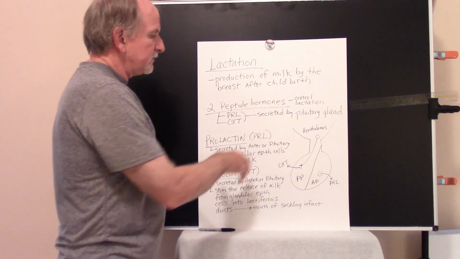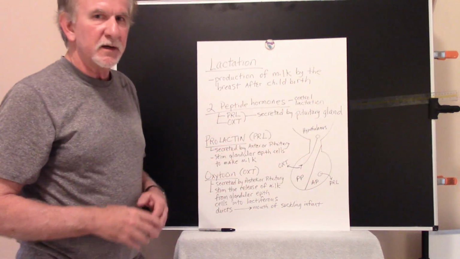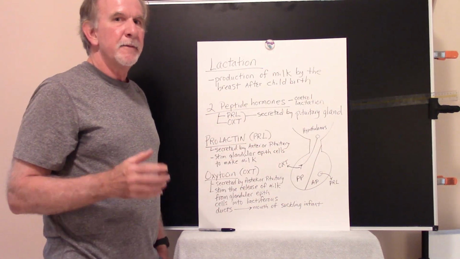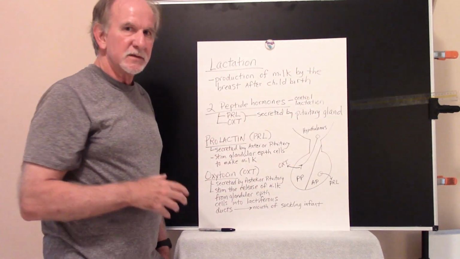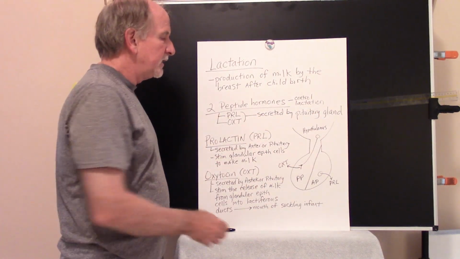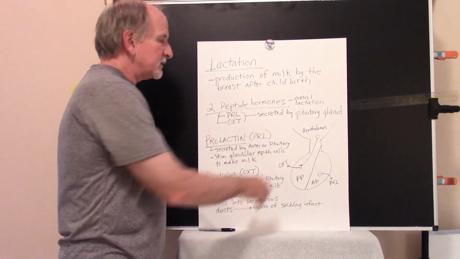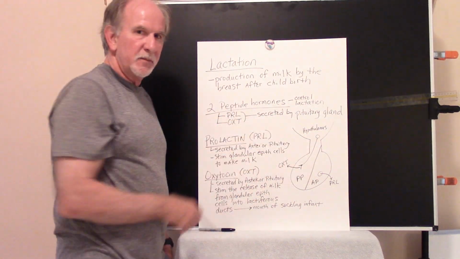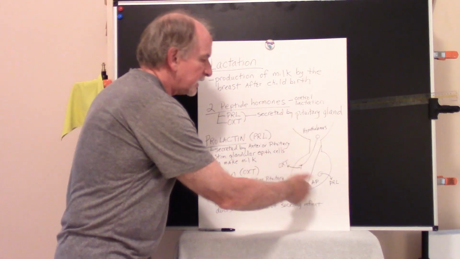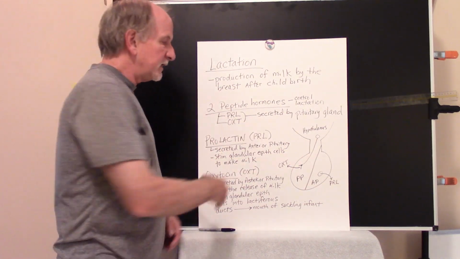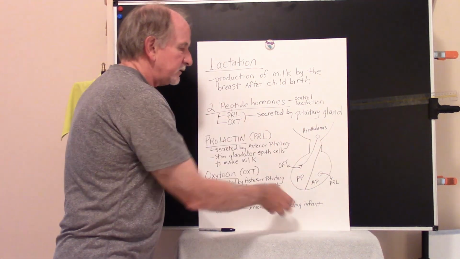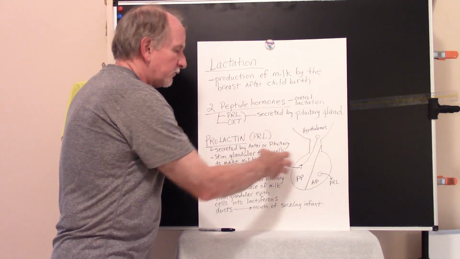So let me just show you a picture of the pituitary gland, one that we looked at in a previous lecture. This would be the hypothalamus of the diencephalon of the brain. And extending from the hypothalamus is the pituitary stalk, or infundibulum. That attaches to the pituitary gland. So the pituitary gland has an anterior or front portion and a posterior or rear portion.